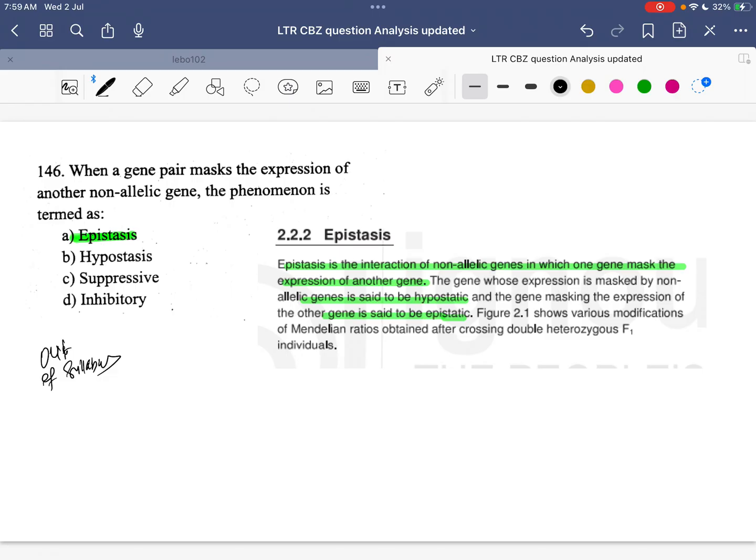Question 146: when a gene pair masks the expression of another non-allelic gene, the phenomenon is called epistasis. This question comes from gene interaction, and it is again an out-of-syllabus question. Epistasis is the interaction of non-allelic genes in which one gene masks the expression of another gene. The one that is masked is hypostatic and the one that masks is epistatic. So the phenomenon is epistasis. That is the answer.